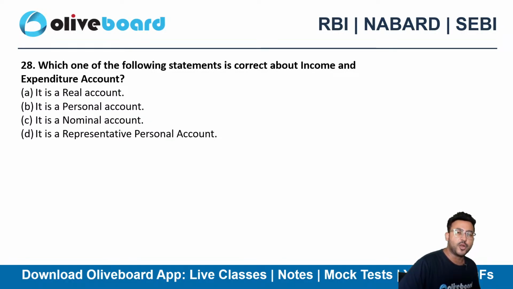Which of the following statements is correct about the income and expenditure account? It's a real account, it's a personal account, it's a nominal account, or it is a representative personal account.